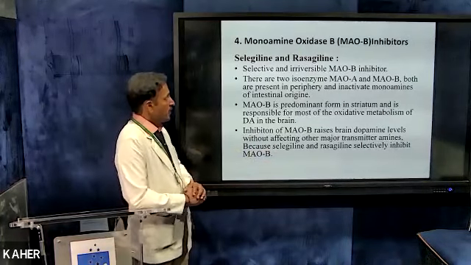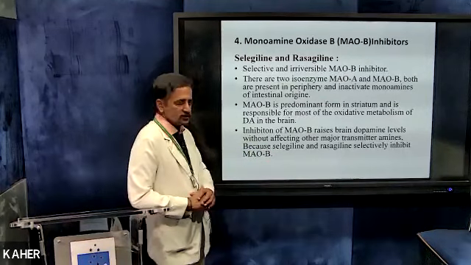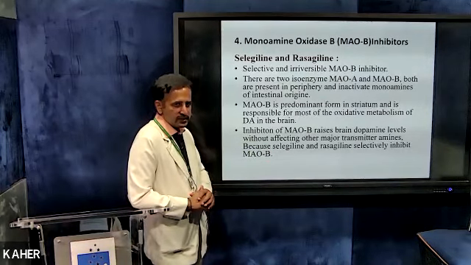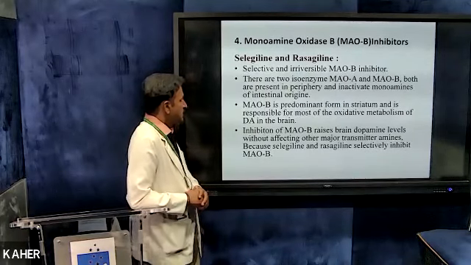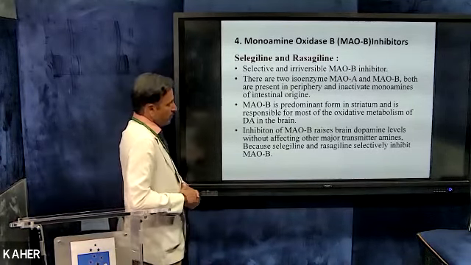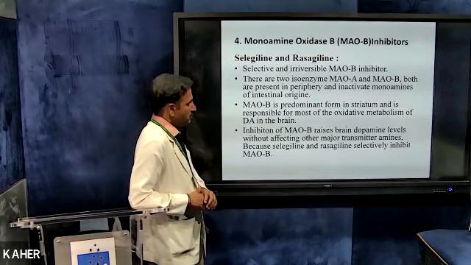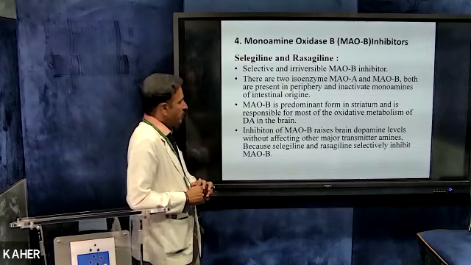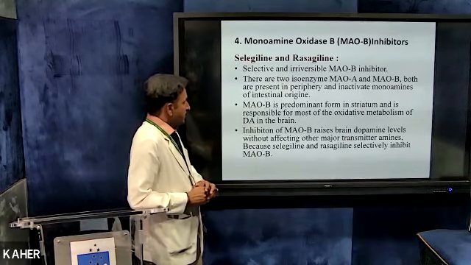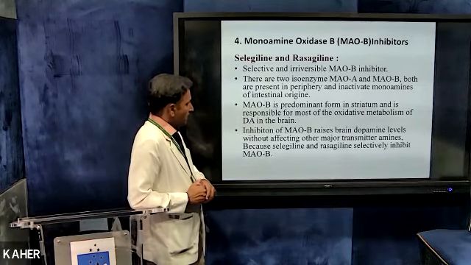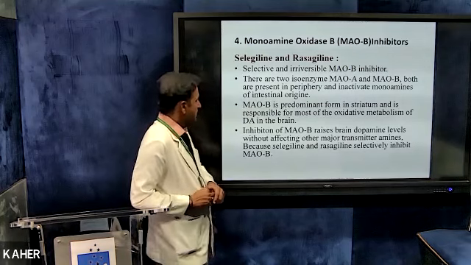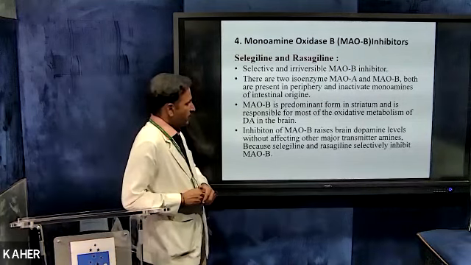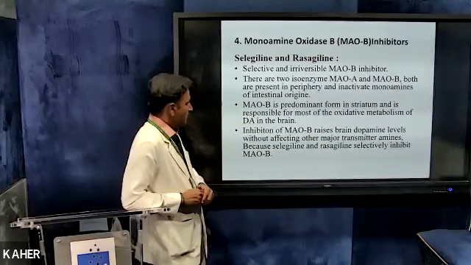Next, we come to the monoamine oxidase inhibiting drugs, also called MAO inhibiting drugs. That is selegiline, and one more drug is available, rasagiline. These are two molecules that act on the monoamine oxidase enzyme. There are two isoenzymes, MAO-A and MAO-B. Both are present peripherally and inactivate the monoamines of intestinal origin.